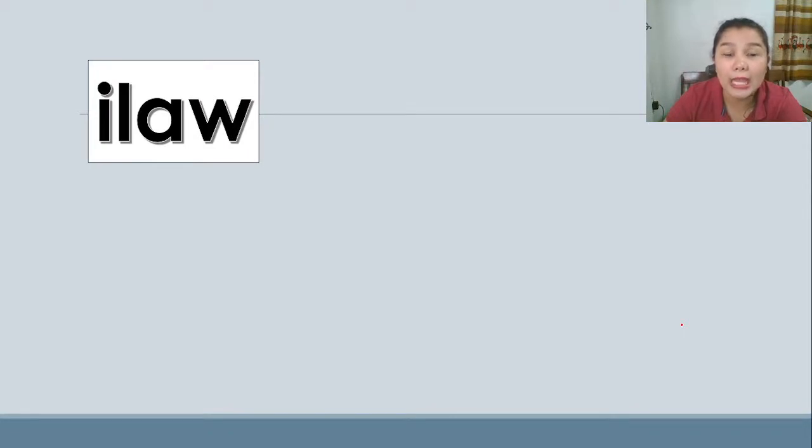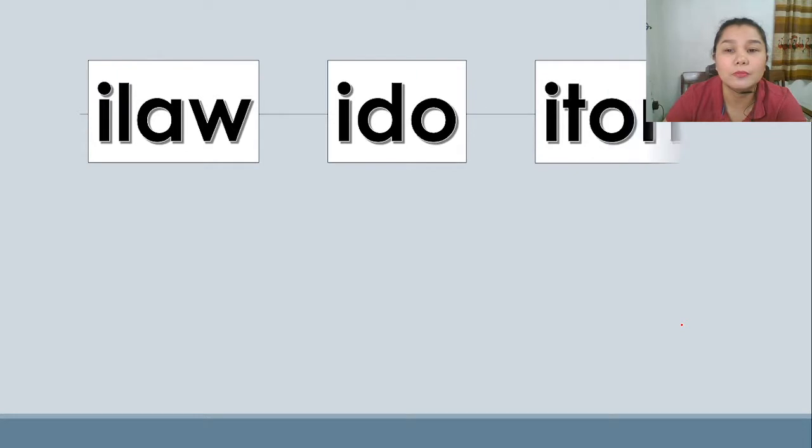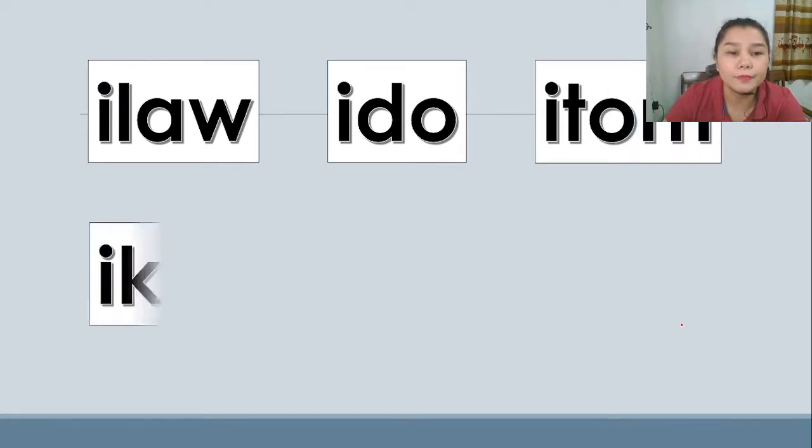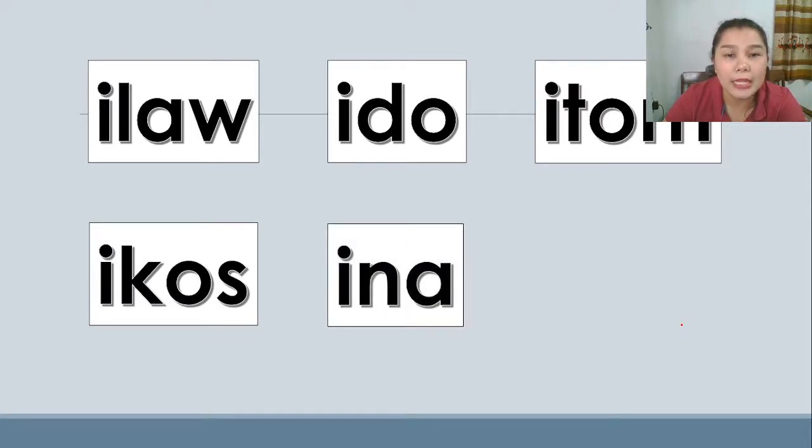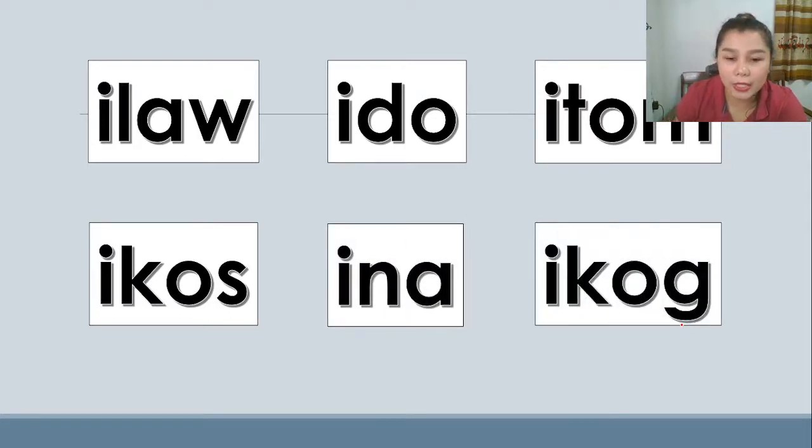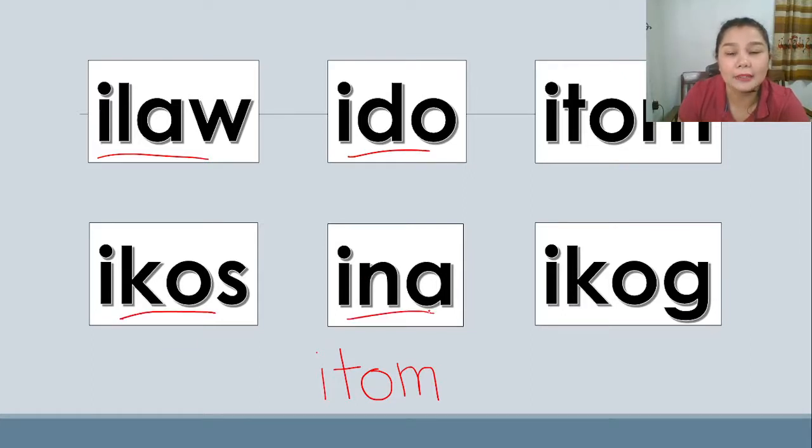So let's recall the words that we were given with the help of the pictures, beginning with ilaw, ido, itom, ikos, ina, ikog. I think itom is covered by my face, so I'll write it here. Okay, so again, read after me. Ilaw, ido, ikos, ina, ikog, itom. Okay, pause. Read them by yourself.